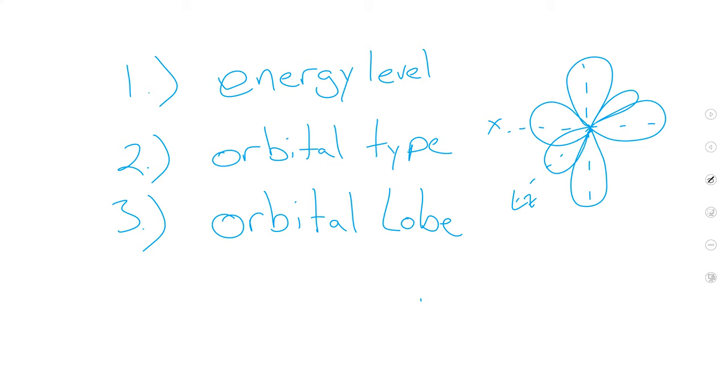So all of these properties that we just think of qualitatively do have a mathematical impact on those functions, which is why they're quantum numbers. And then last is spin. Every electron has a unique set of quantum numbers. That's the Pauli exclusion principle. So you can't have two electrons in the same energy level, the same orbital type, the same lobe, and the same spin. Physics does not allow that.